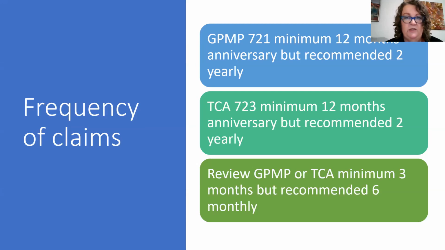The team care arrangement is usually renewed at the same time, so minimum of 12 months anniversary, but recommended every 2 years. But in between, we should be doing reviews, and we shouldn't be doing them any more often than 3 months, usually 6 months. But that's an opportunity to make sure the patient is working towards their goals, that they've actually started seeing one of the allied health providers on the team, and to reset goals if things have changed or they're getting better and you want to set new goals, or a new condition has come along and new goals need to be set.